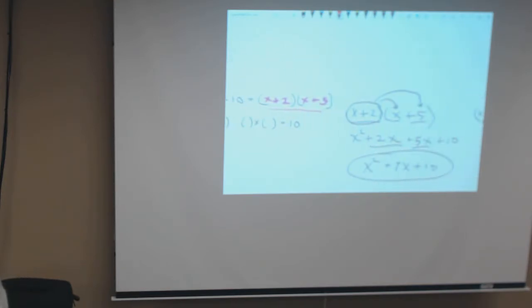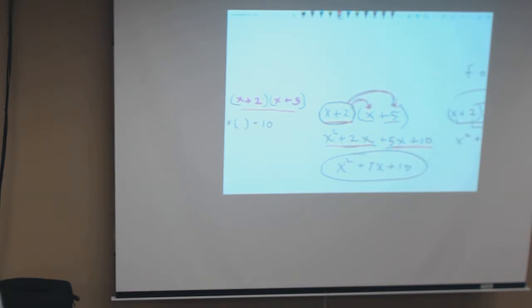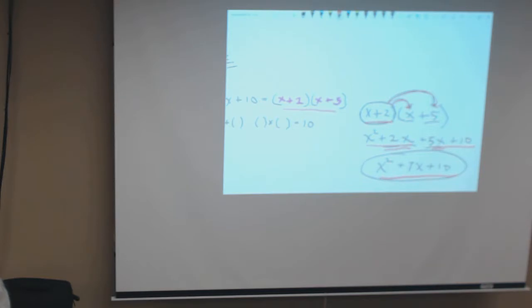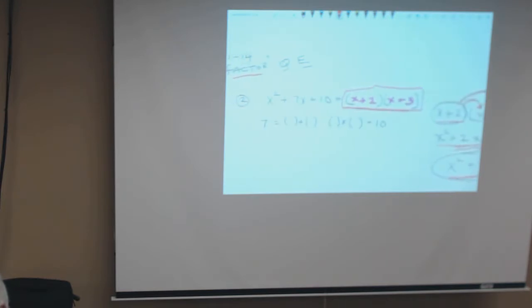Do any of you remember how to do that multiplication? I take x plus 2 times x, and I get x squared plus 2x. I take x plus 2 times 5, and I get 5x plus 10. And then I put the 2x and the 5x together, and I get x squared plus 7x plus 10. So I know that this times this equals this number here, and that's called factoring.